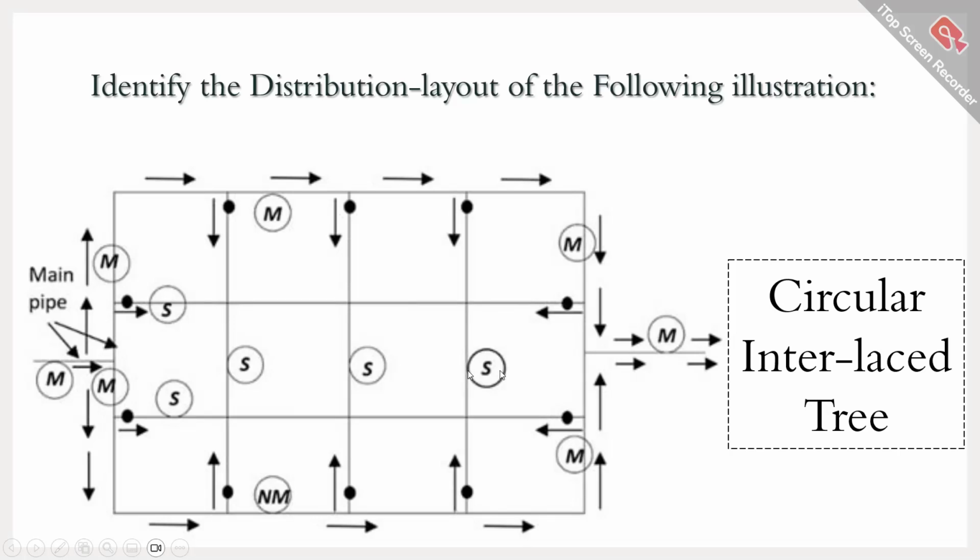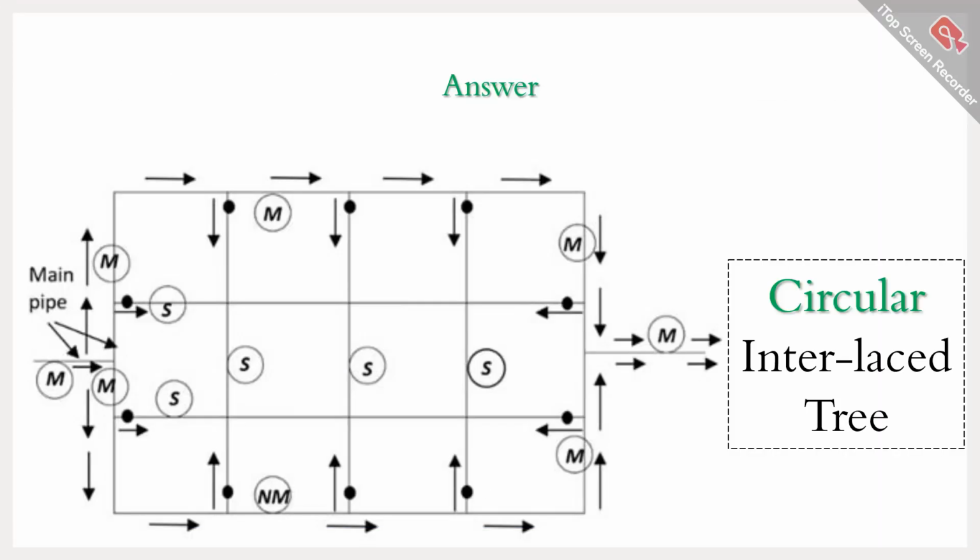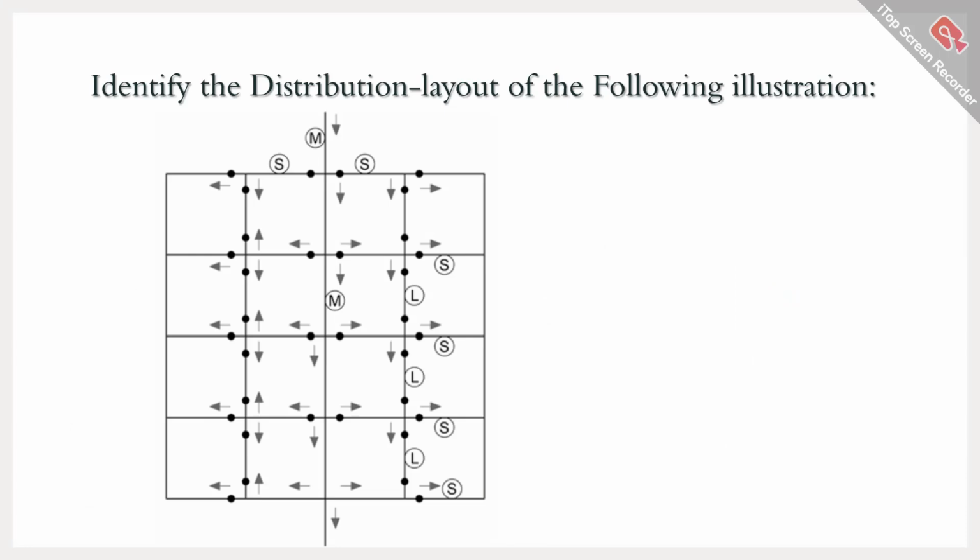If you look at the S lines, you will see, and from here it is again returning. So whenever there is a closed loop, then it is nothing but a circular system. So you have correctly identified it. It is circular. Now the last one, last but not the least.